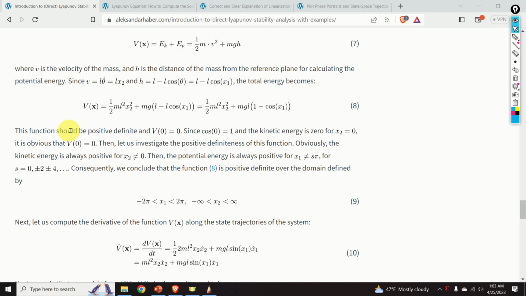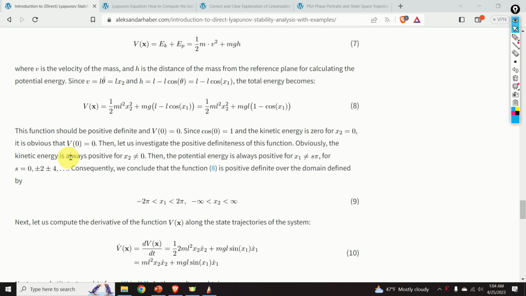Let's first investigate the positive definiteness. Since this term at 0 is equal to 1, when x1 is 0, this whole part will become 0. And the kinetic energy is obviously 0 for x2 equal to 0, so it's obvious that V of 0 is 0. Perfect. Then, let us investigate, is this function always larger than 0?